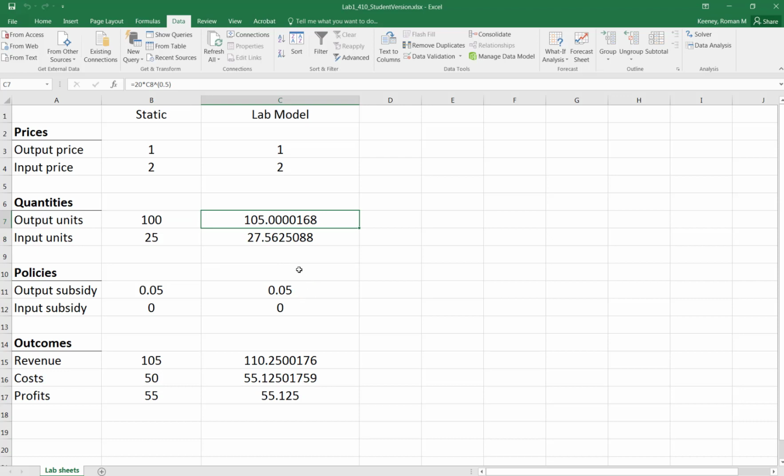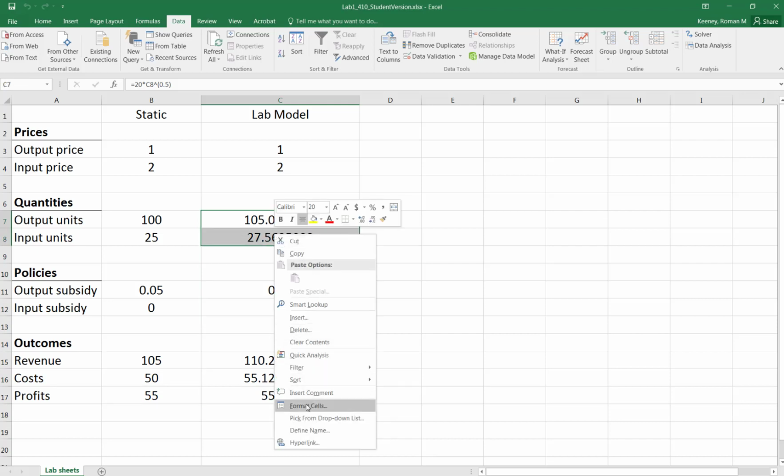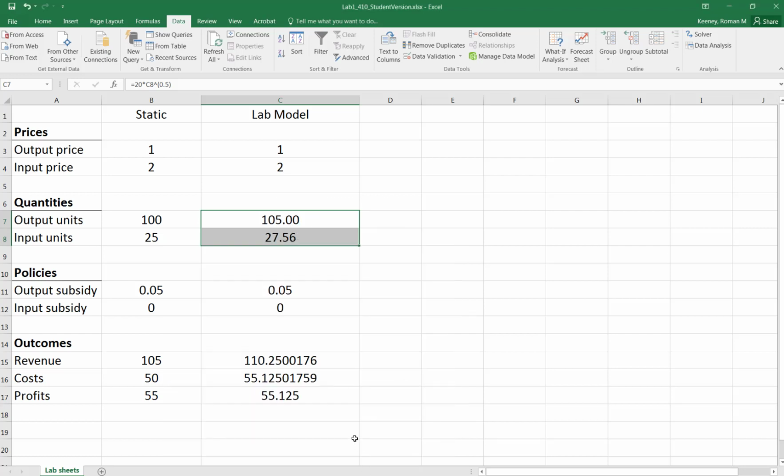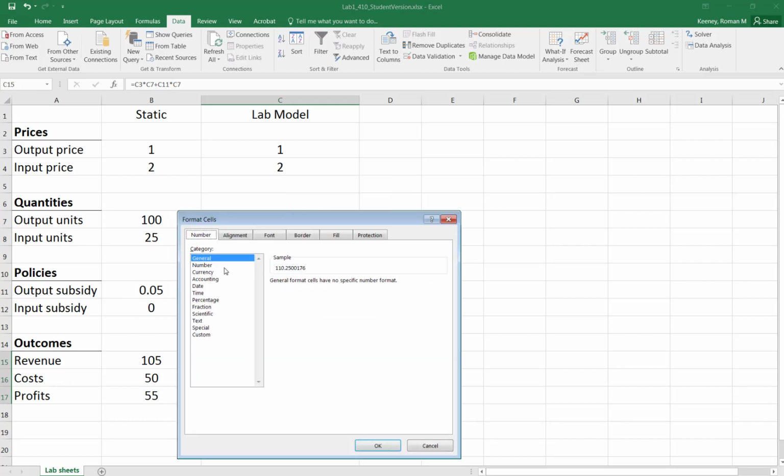Okay? And so if this stuff, let me just check, if you go to format cells, if you don't like that, you can just cut it off at 2, so you're 105. I believe it'll be okay for these too. Format cells.